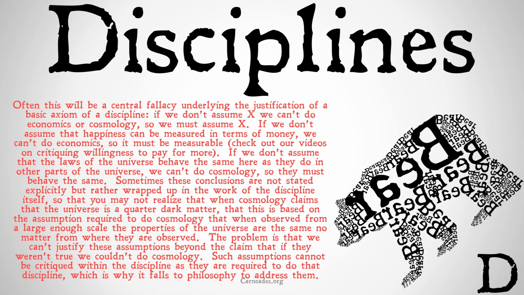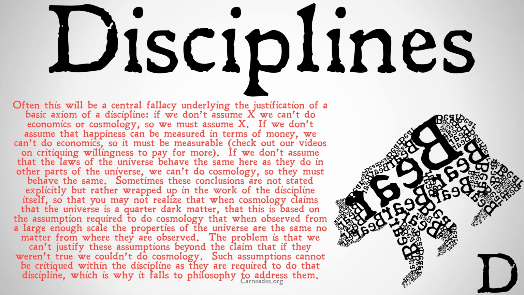If we don't assume that the laws of the universe behave the same here as they do in other parts of the universe, we can't do cosmology, so they must behave the same. Cosmology is a particularly problematic version of this because there's nothing really we have to justify that, because we can't take measurements all over the universe. We're only able to take measurements here and what we're able to observe here.